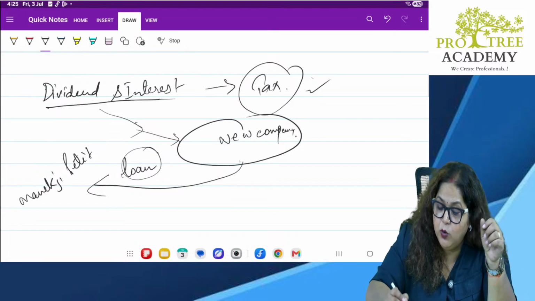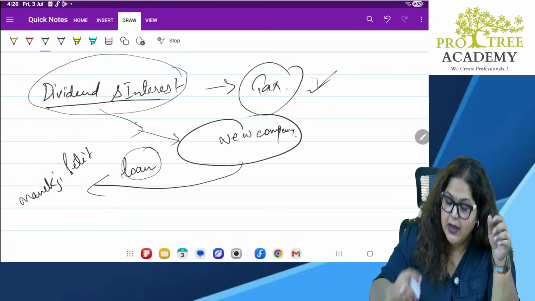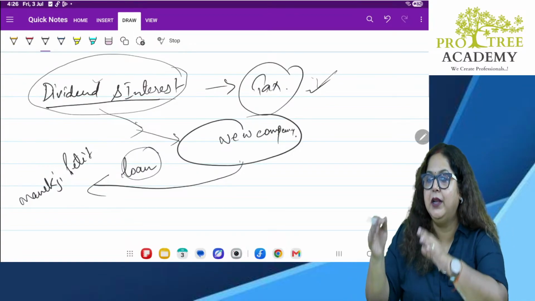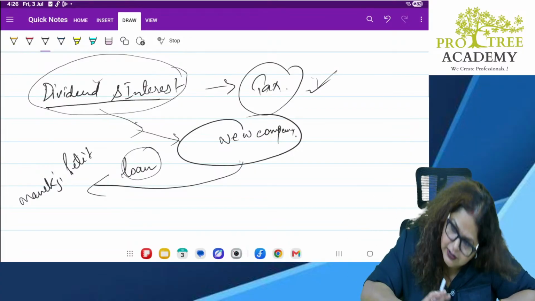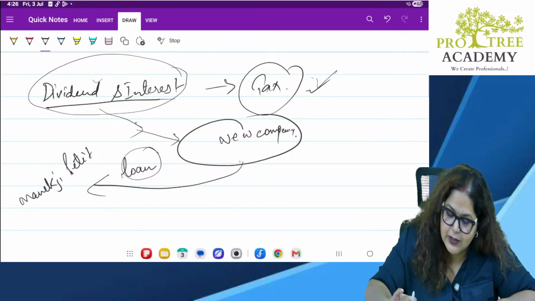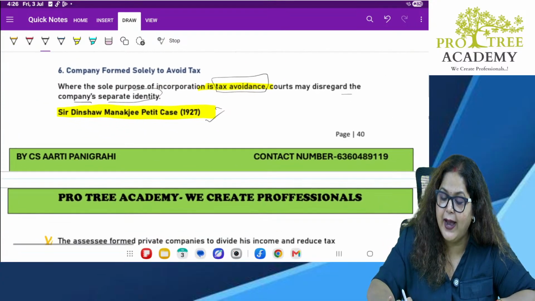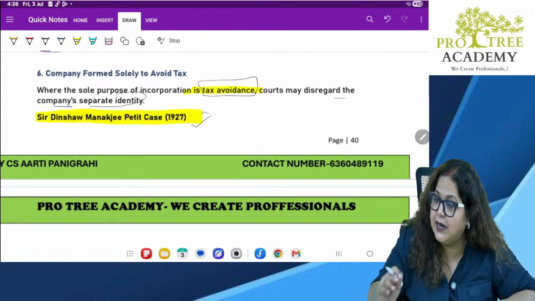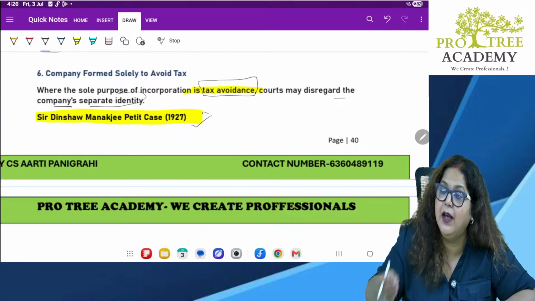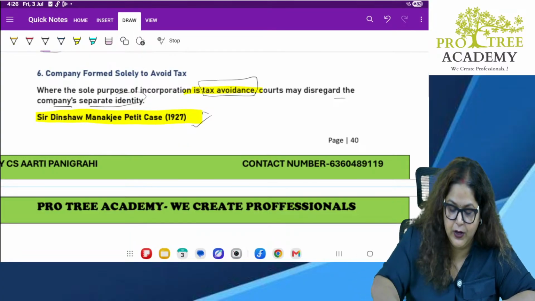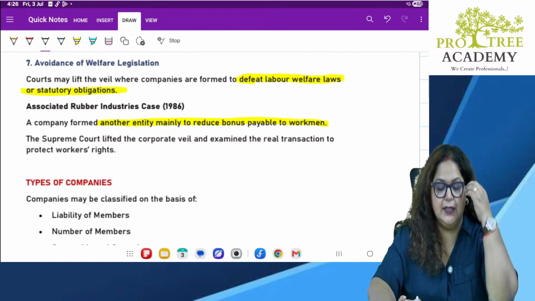So what he had done to avoid this tax, he doesn't want to show this income, he had transferred it to the new company, and after transferring he had taken the loan to avoid the tax. Got it? So that's why the court will interfere in this, and they will check why he had started the new entity, for what? For any genuine purpose or for the avoidance of taxes. Okay? Yes. The next is avoidance of welfare legislation, guys.